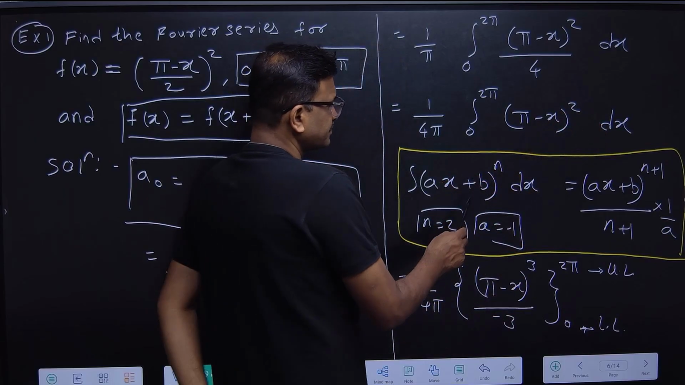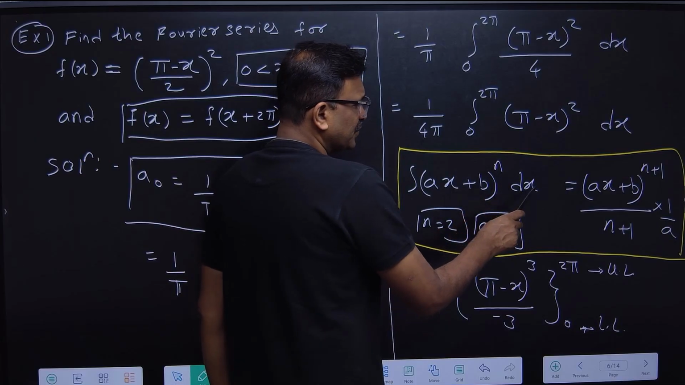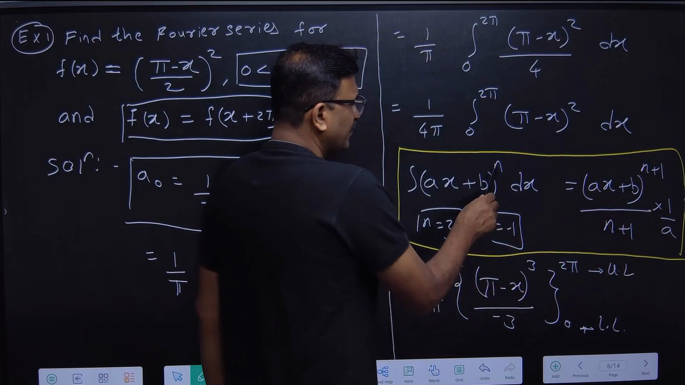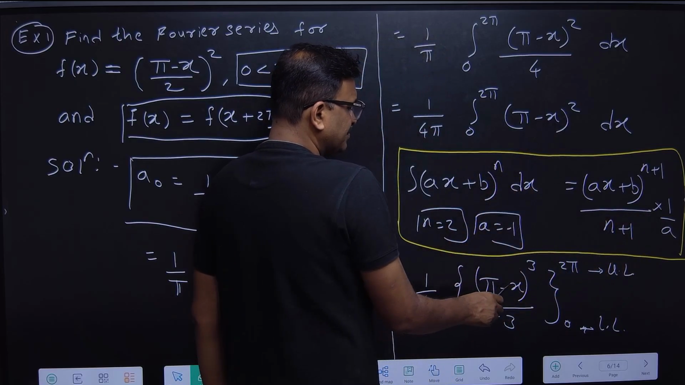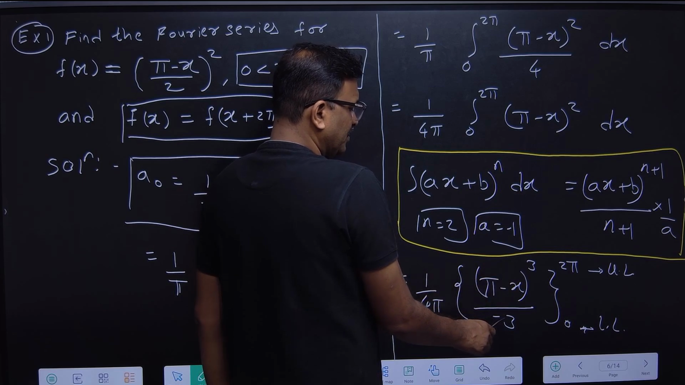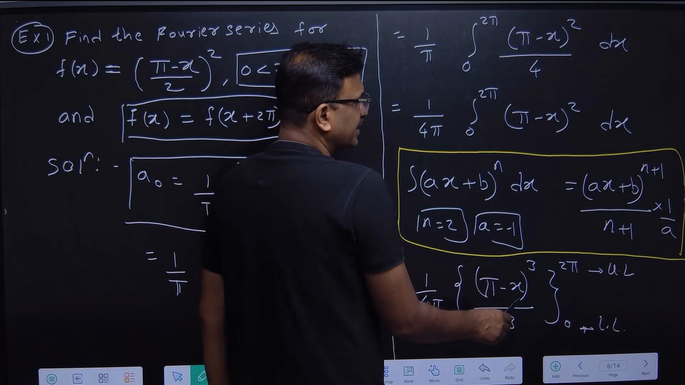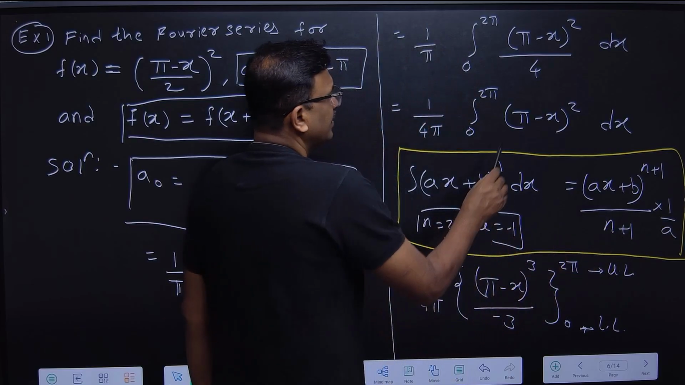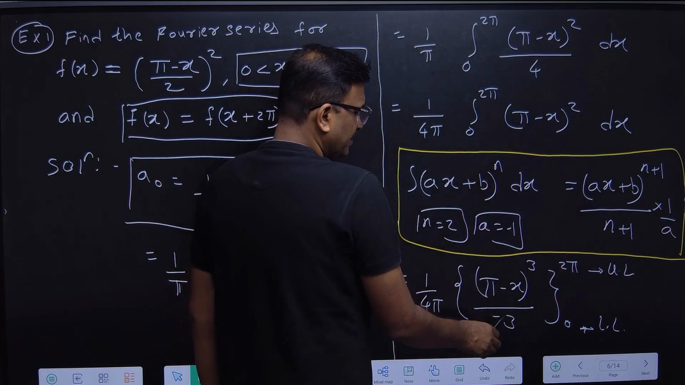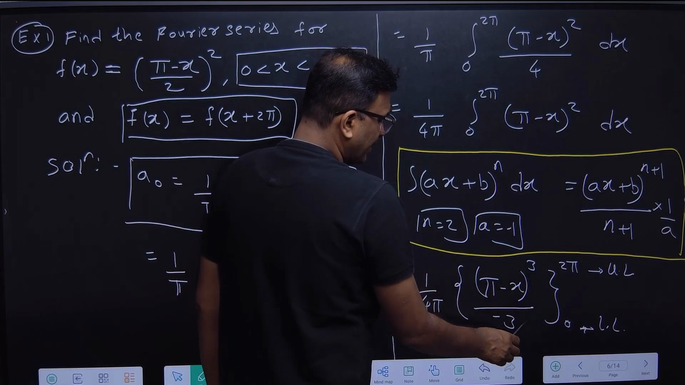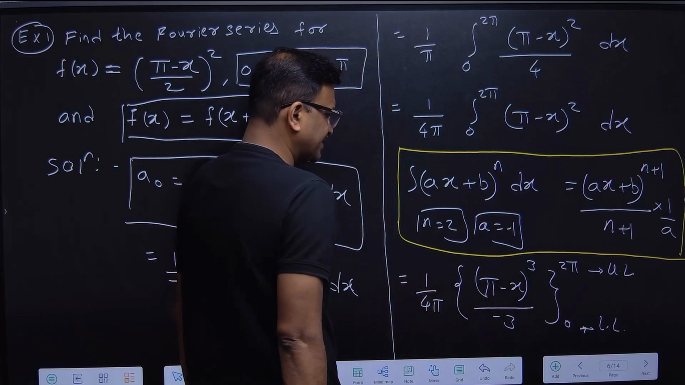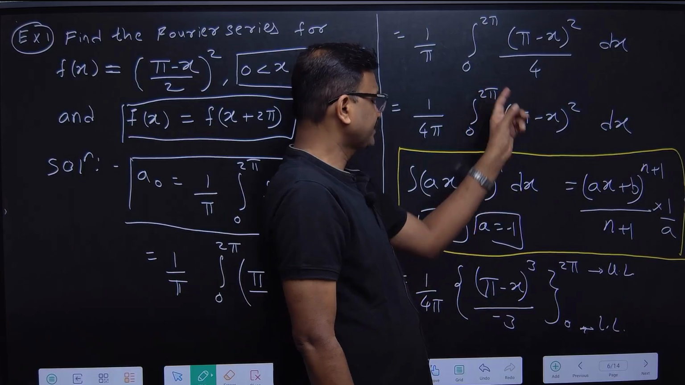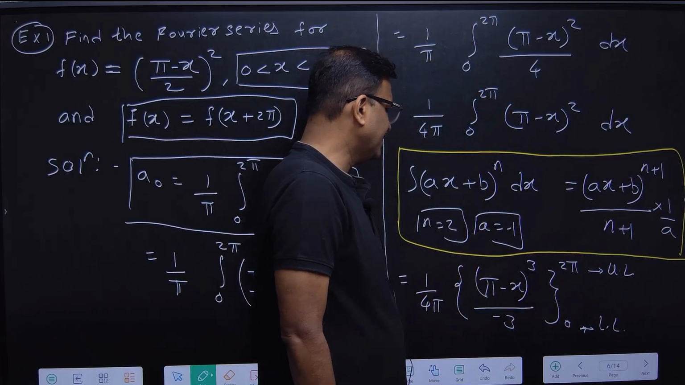So see, the formula is integration ax plus b raised to n dx is ax plus b raised to n plus 1 upon n plus 1 into 1 upon a. Here in place of n it is 2. This becomes pi minus x raised to 2 plus 1 upon 2 plus 1. So it becomes pi minus x the whole cube upon 3. And remember, it is also into 1 upon a, where a is the coefficient of x. The coefficient of x is minus 1. So into that 1 upon a becomes into 1 upon minus 1. So this minus 1 into 3 becomes minus 3. And now this is within the limit 0 to 2 pi. Remember, here 0 is the lower limit, 2 pi is the upper limit.